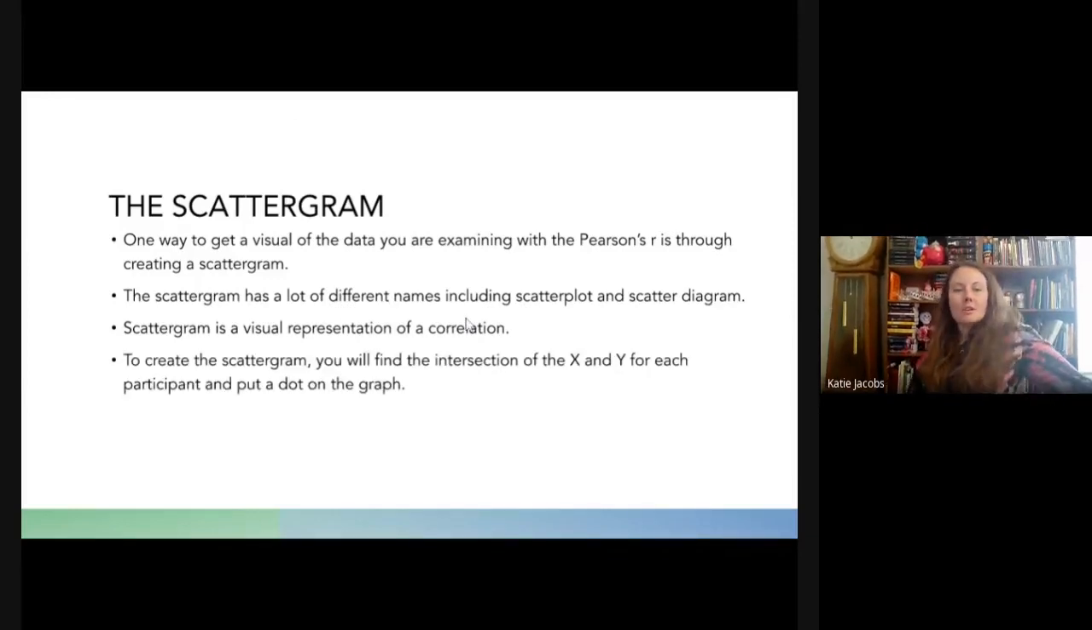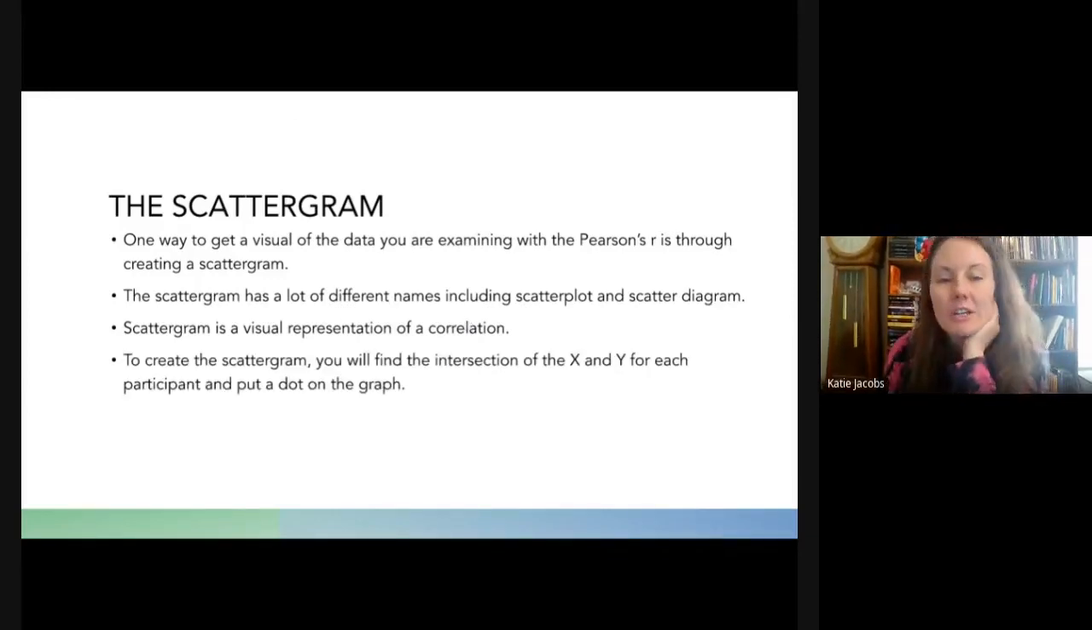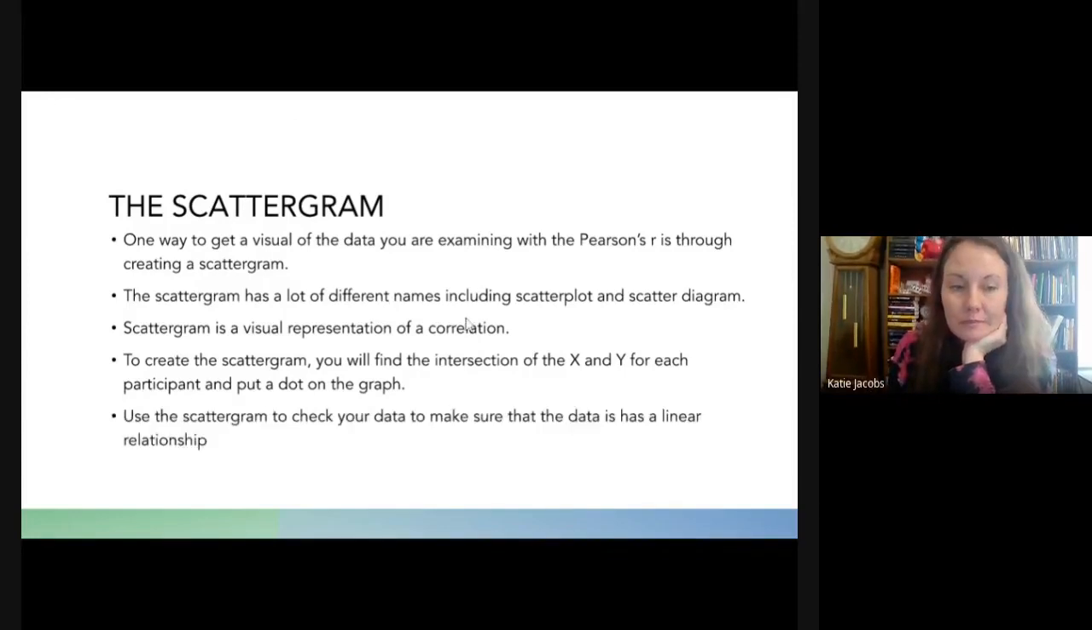To create the scattergram, you'll find the intersection of the X and Y for each participant and put a dot on the graph. You use the scattergram, again, to check your data, to make sure that there's a linear relationship before trying to analyze it with the Pearson product moment correlation.